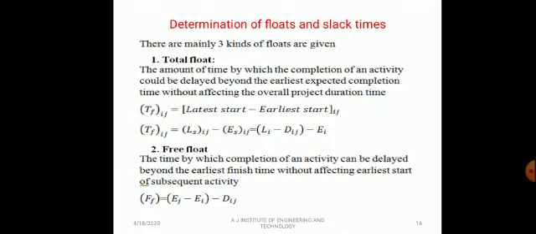Free float can be computed by the relationship total float minus head slack, where head slack is equal to the earliest starting time or LFT, the latest finishing time at the head node. Total float minus head slack, or EFT, earliest finishing time, EJ minus EI minus DIJ is the free float.